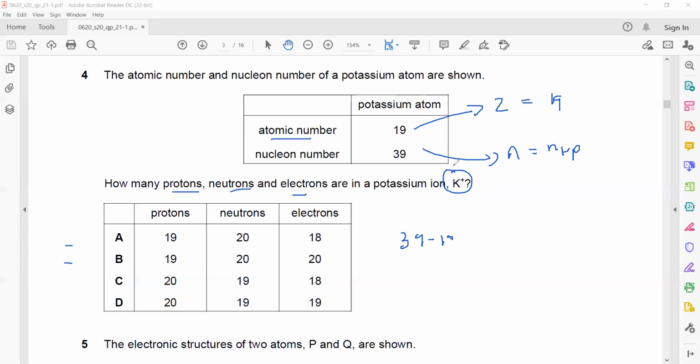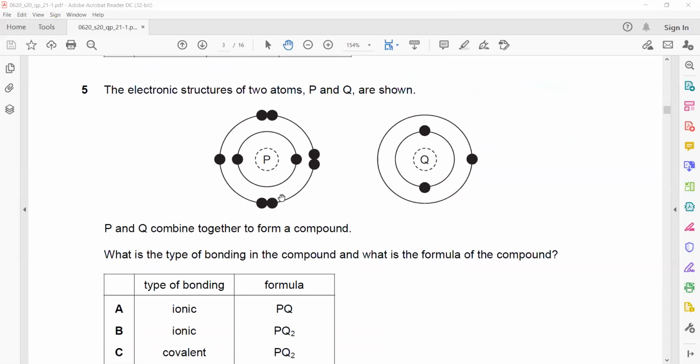And then the number of electrons: because it is a charged ion, to be positively charged it should lose electrons, so the number of electrons should be less than the number of protons, because it is positively charged.